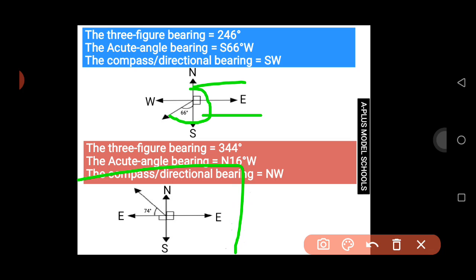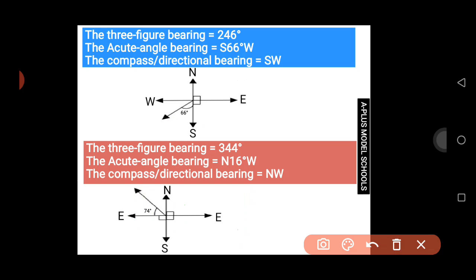If I want to look for the three-figure bearing, I will still follow the same procedure from reading my angle from the north. So that is from here to here, 90, to south, 180, to east, 270. Then I'm given this angle to the reference point or given point, which is 74. That will be 270 plus 74, which will give me 344.